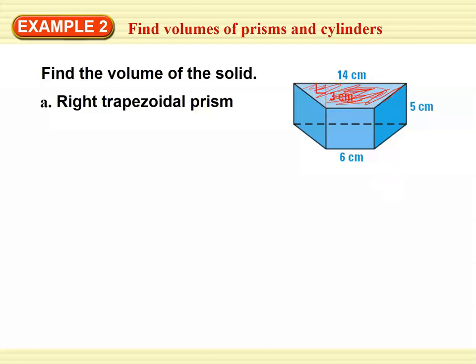Okay, and if you read the question, it says the solid is a right trapezoidal prism. So by the name, we can tell that it's a prism whose base is a trapezoid. But even without the name, we could figure it out because we can see in the picture that that base is a trapezoid. All right, so to find the area of the trapezoid, if it helps, you can redraw the trapezoid.